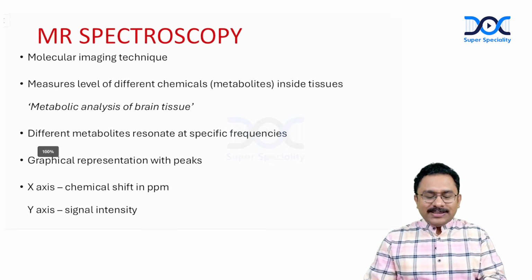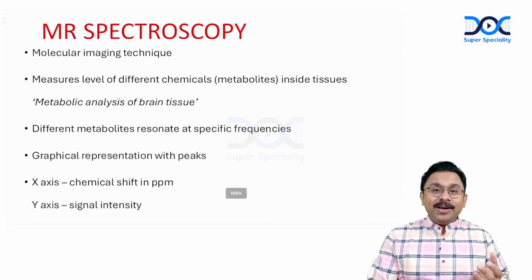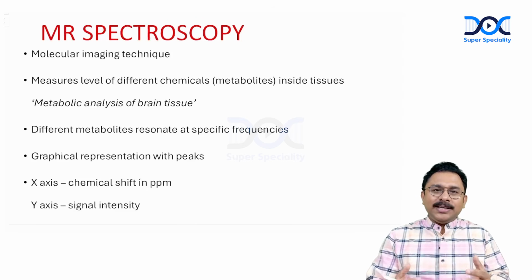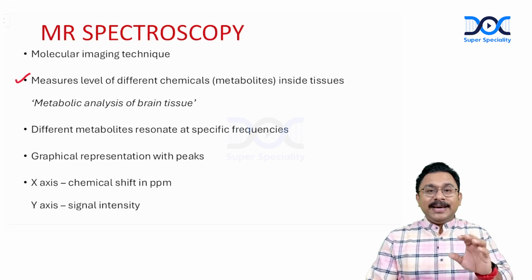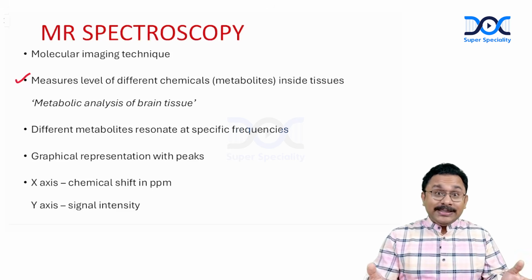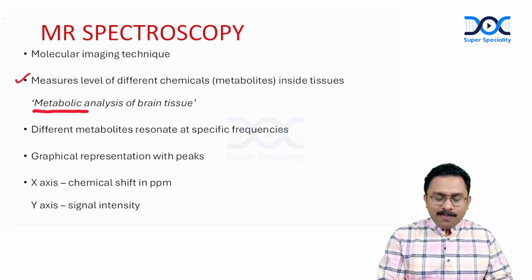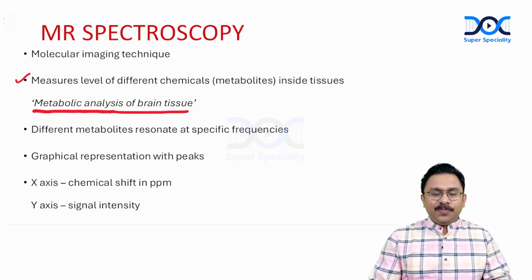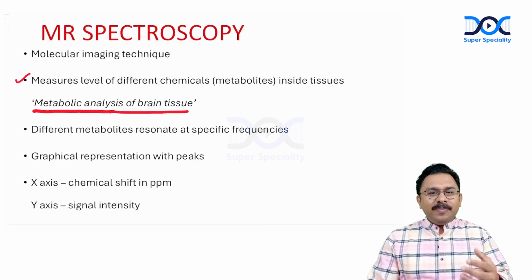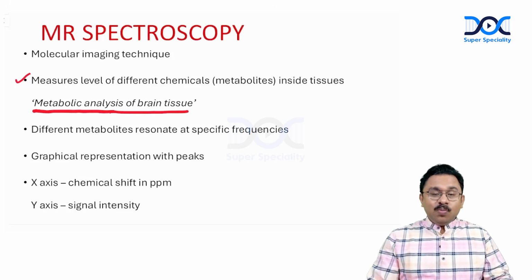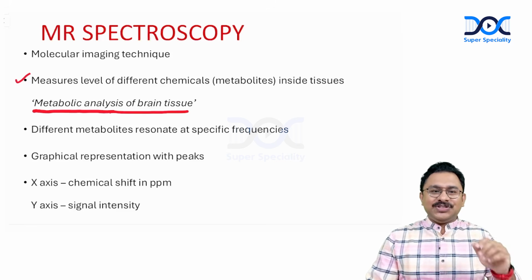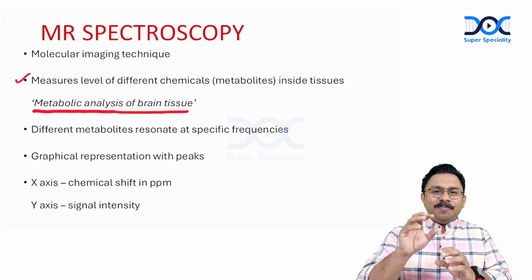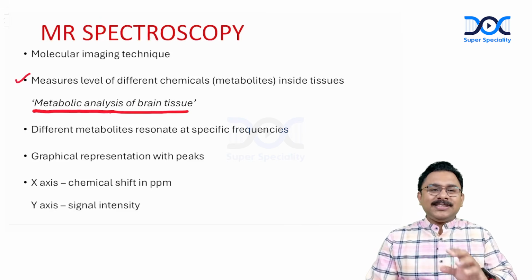So what essentially is MR spectroscopy? It is a molecular imaging technique. What does it measure? It measures the level of different chemicals or metabolites inside tissues. So can I say it is essentially a metabolic analysis of the brain tissue? Please understand that the different metabolites will resonate at different frequencies, which will result in a graphical representation with peaks. Corresponding to the peak, I'll be able to identify the metabolite.